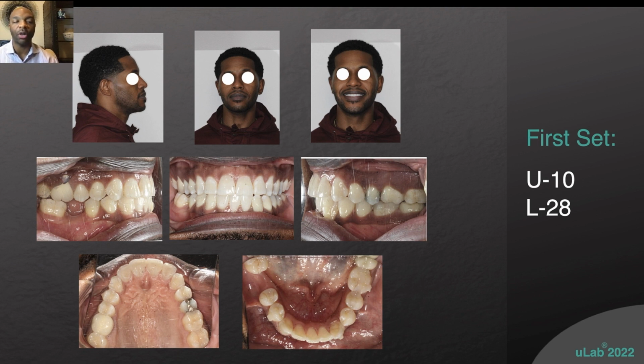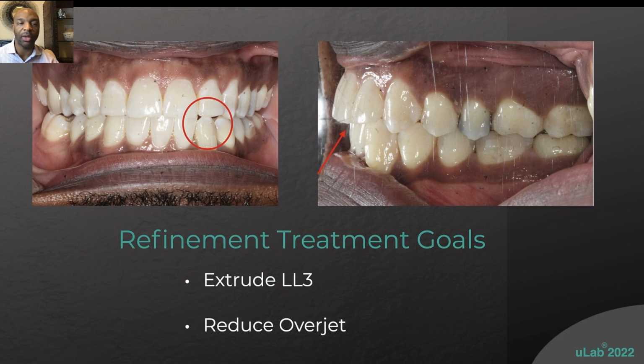And so he didn't have to worry about it during the daytime, just popping in at nighttime before bed as we, again, continue to work with the lower arch. So some of the refinement goes, one, I didn't like the vertical position of the 3. I think the alignment of it was pretty good, but we didn't do a really good job of extruding it. And then also, there's a little more overjet than I liked when I looked at it in real life and how the case actually treated out.